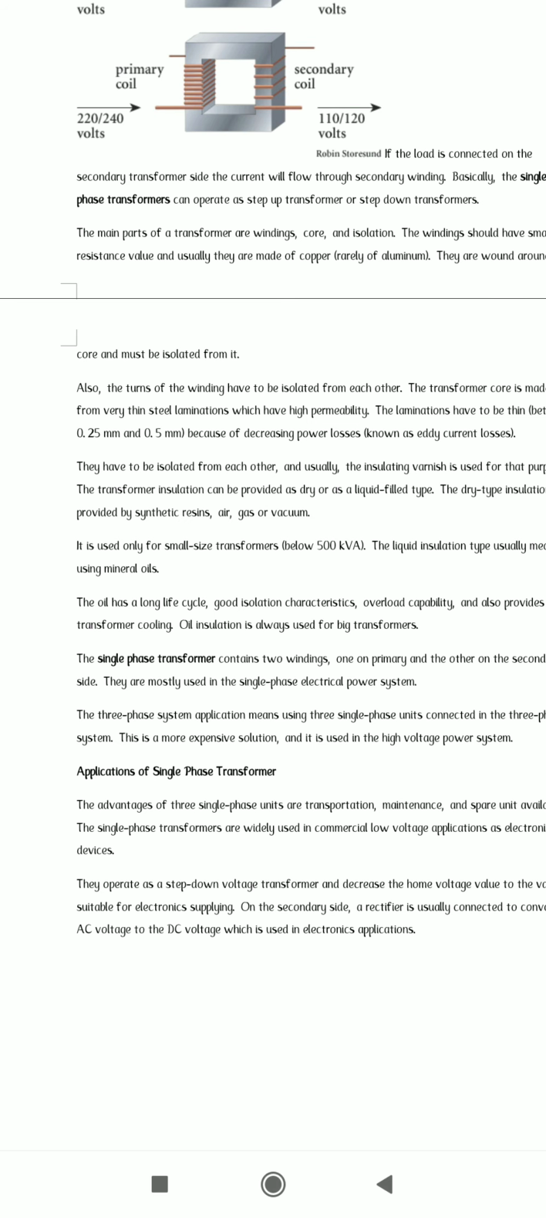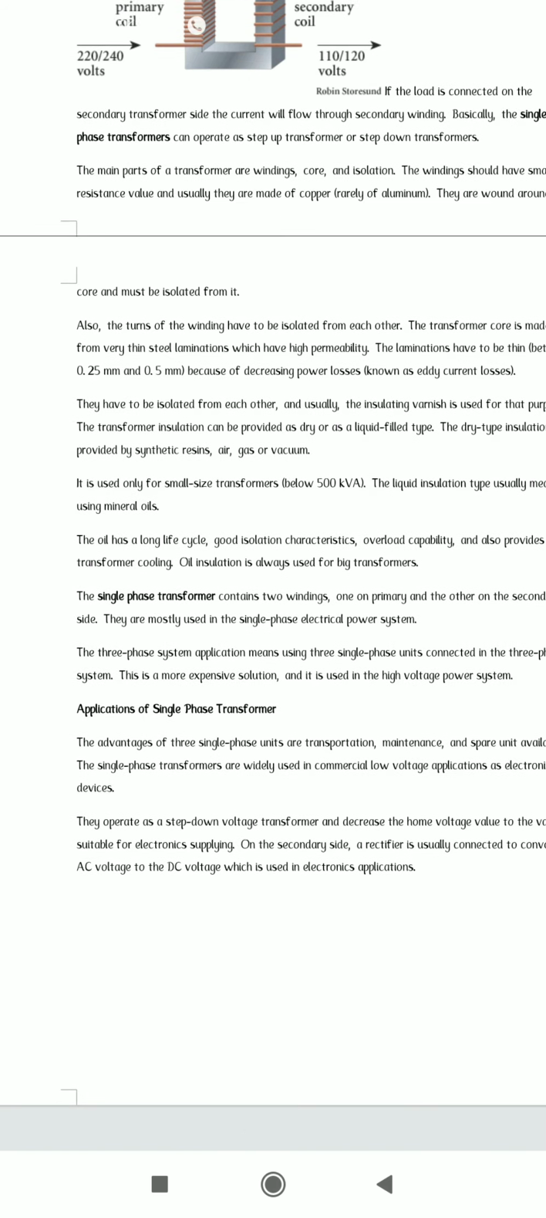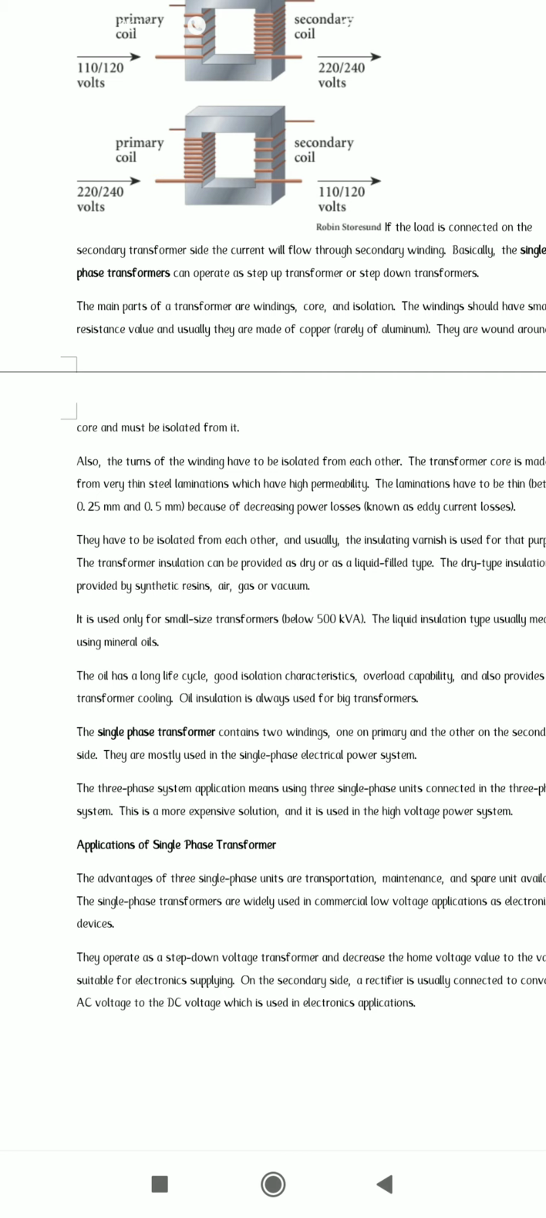Transformer losses are also considered. What are the two types of losses? One is copper loss, another is iron loss. Copper loss mainly depends on the current flow; when the current flow rises, copper loss takes place. When the supply voltage rises, the iron loss or core loss increases or decreases.